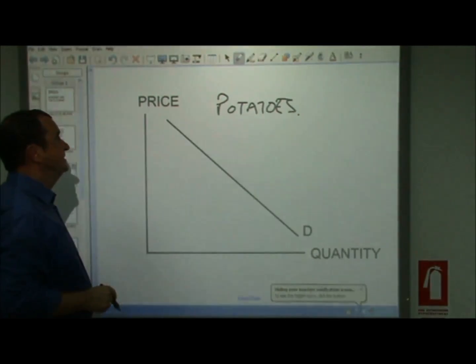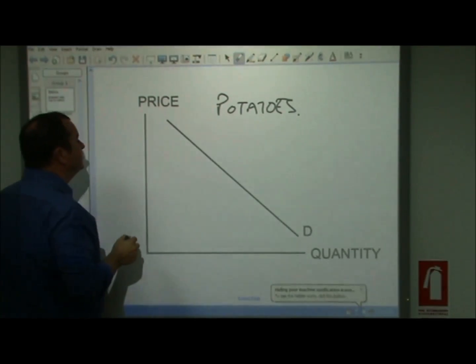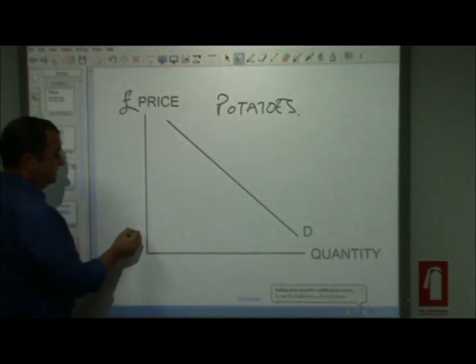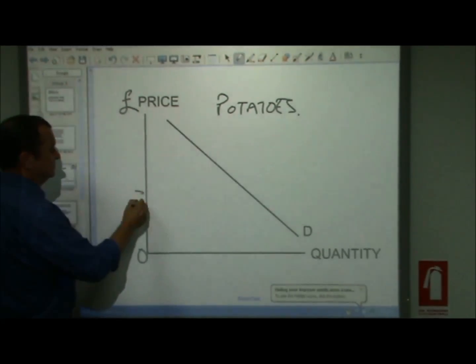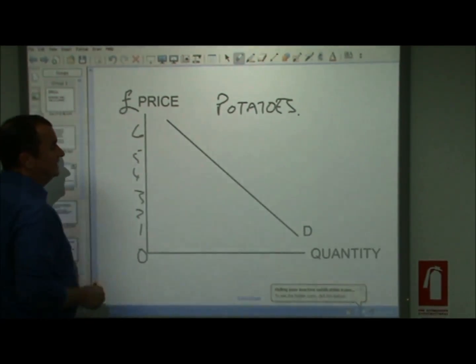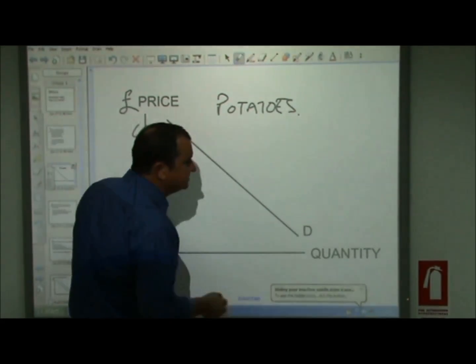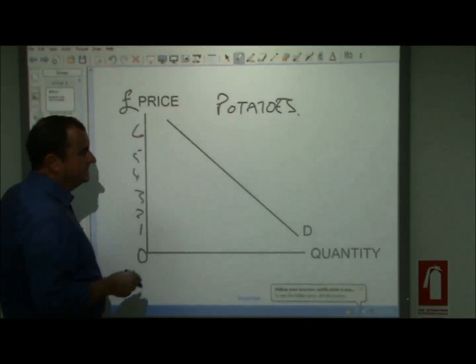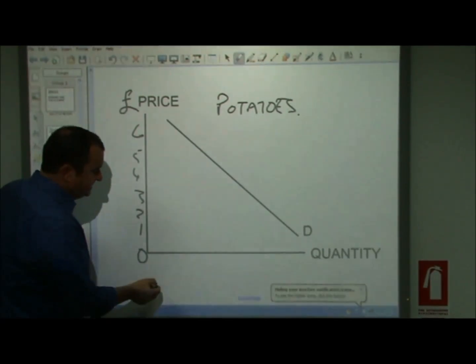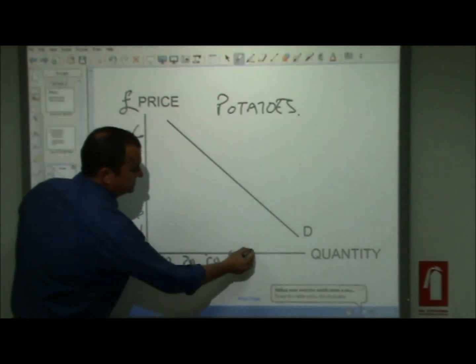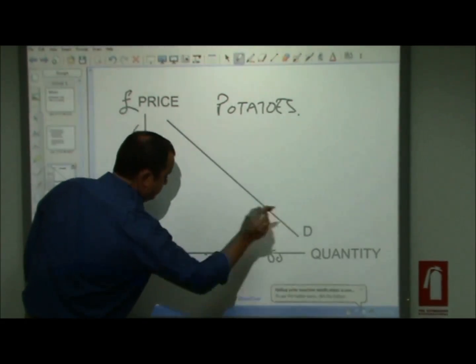This is the market for potatoes, and here we have the price per kilo, and we can put this in pounds, and maybe it's something like this: 1, 2, 3, 4, 5, 6. And here we have the quantity of thousands of bags of potatoes that will get bought, and this might be 10, 20, 30, 40, 50, 60, and so on.